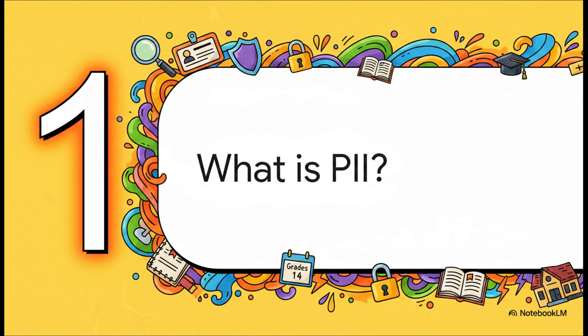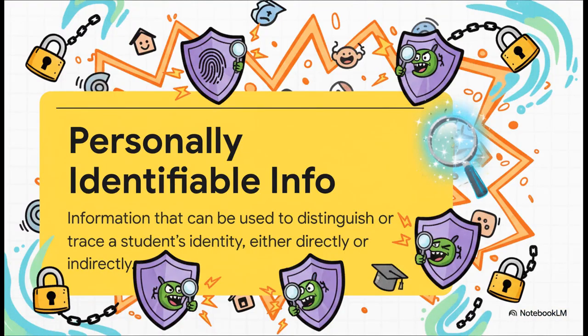All right, so to do this right, we need to know exactly what we're protecting. And that conversation starts with a really important acronym, PII. It stands for Personally Identifiable Information. So here's the official definition. PII is basically any piece of info that could be used to figure out who a student is. But I want you to pay really close attention to that last part, either directly or indirectly. That is so key because it means we have to think way beyond just a student's name.